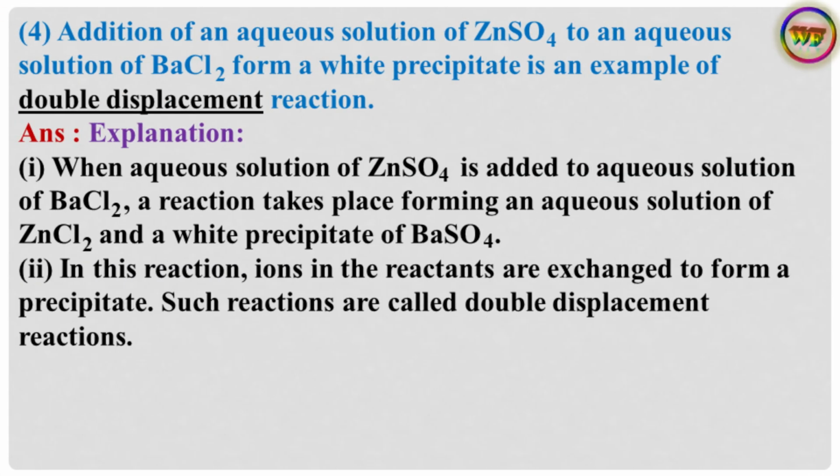Sub-question 4. Addition of an aqueous solution of zinc sulfate to an aqueous solution of barium chloride to form a white precipitate is an example of double displacement reaction. Answer. Explanation. Point 1. When aqueous solution of zinc sulfate is added to aqueous solution of barium chloride, a reaction takes place forming an aqueous solution of zinc chloride and a white precipitate of barium sulfate. Point 2. In this reaction, ions in the reactants are exchanged to form a precipitate. Such reactions are called double displacement reactions.